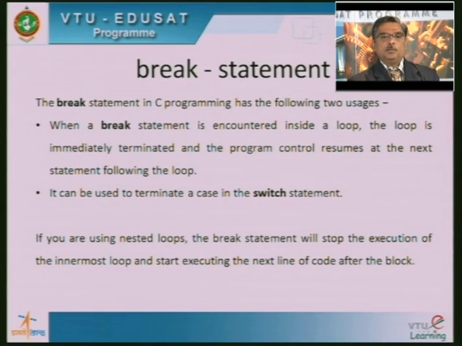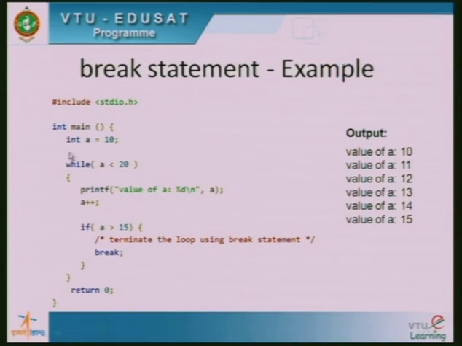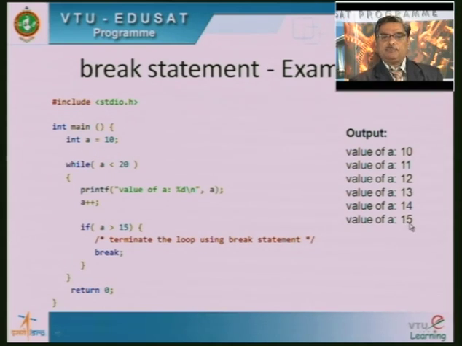From inside the loop, if you want to go out, you can use the statement called break. If you are using a nested loop, the break will be a very essential statement. Let us understand with a small example. You are assigning a equal to 10; up to 15 it should print, and after 15 you should not print the value. You assign a equal to 10, that is the initial value. While a is less than 20, you print the values of a.